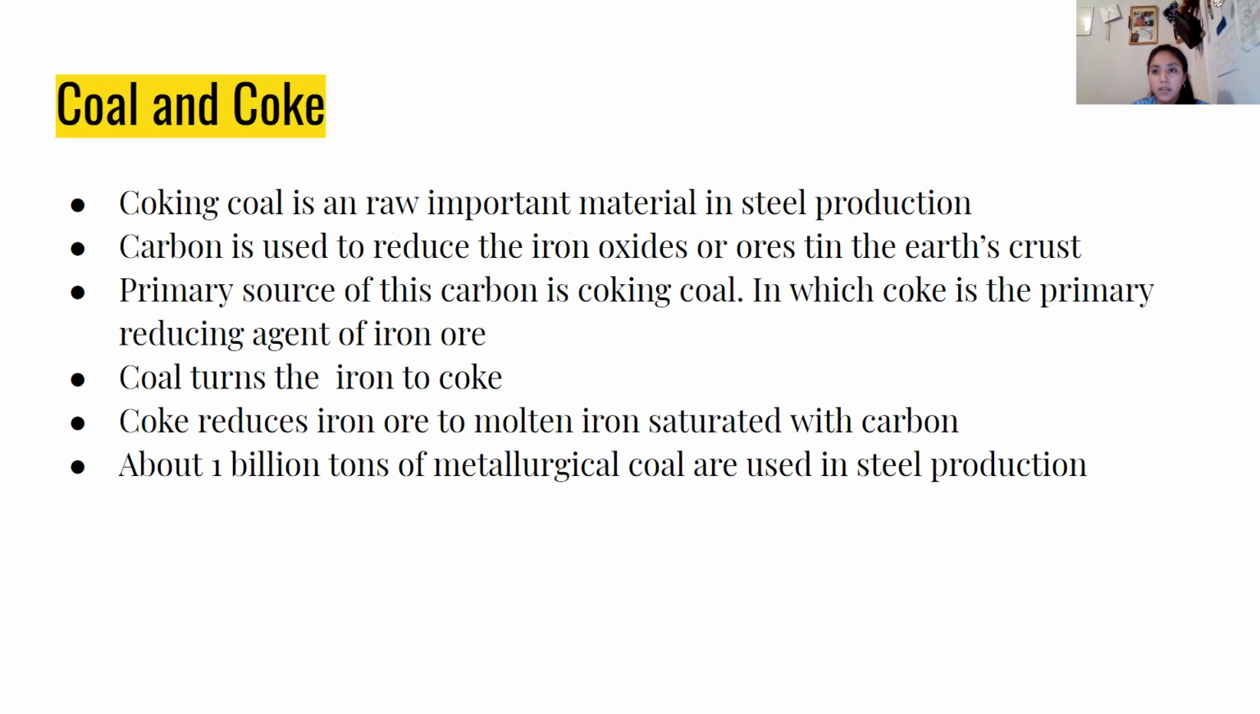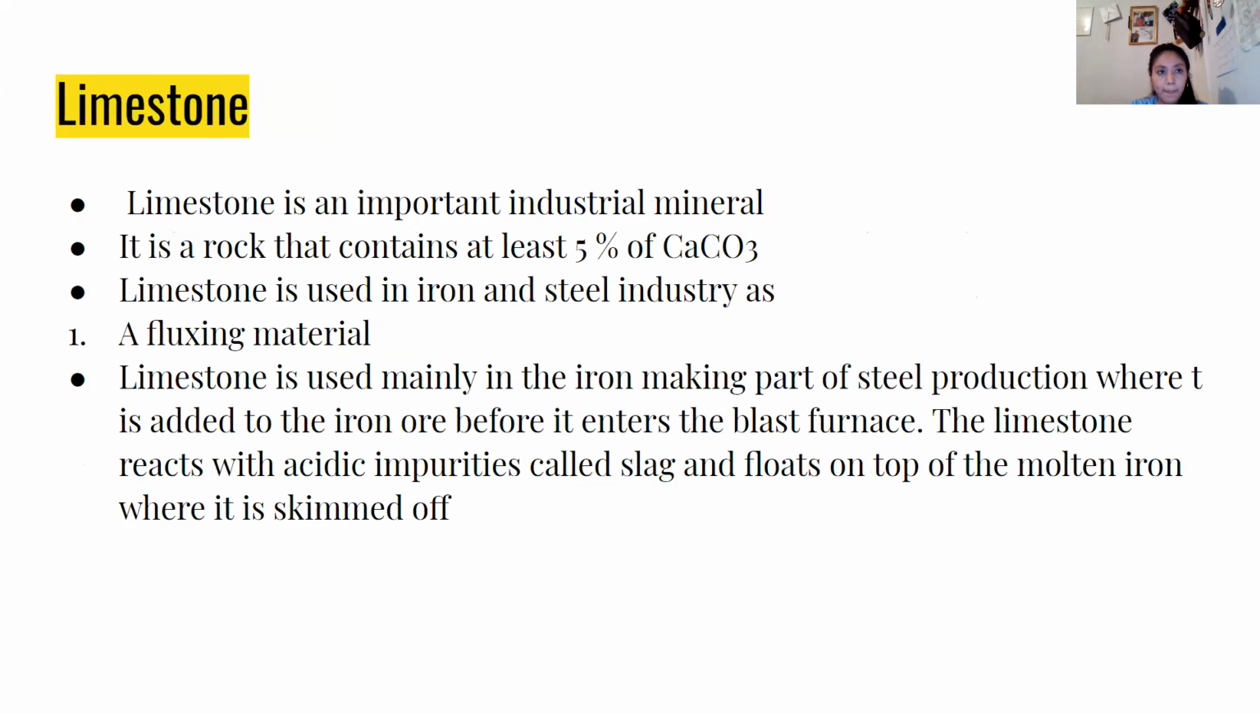Moving on, let's talk about another important raw material, which is coking coal. This is also very important in steel production because this coal is used to reduce the iron oxide in the Earth's crust. Its primary function is as a reducing agent of iron ore. An important fact is that about 1 million tons of coal is used in steel production. So that's a very large amount of material that's being used in steel production and mining.